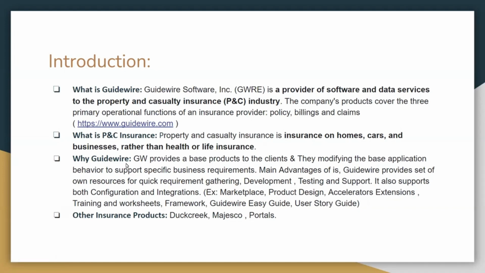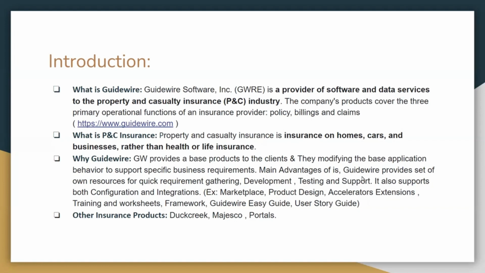So why Guidewire? The reason is that Guidewire is very well established in dealing with the insurance end-to-end life cycle. Basically, Guidewire provides the base product to the clients, and the clients usually modify the base applications based on their own specific requirements. Guidewire has a lot of advantages and functionalities, and whenever a client buys a Guidewire product, they can modify it accordingly and implement only those features in their applications.